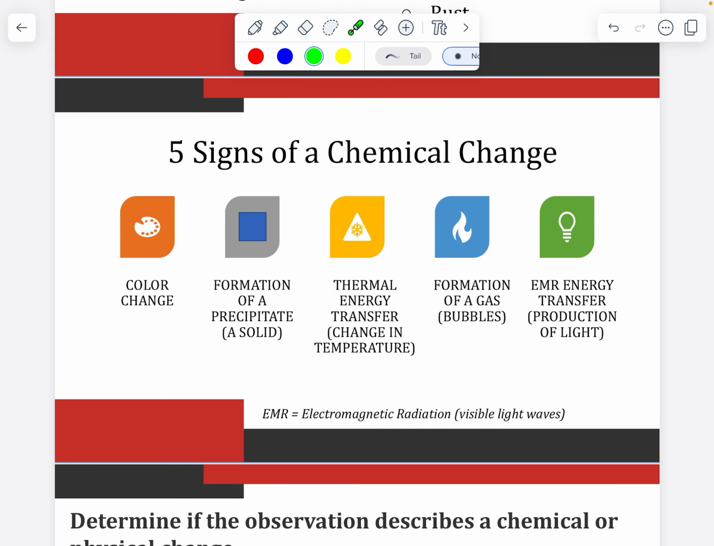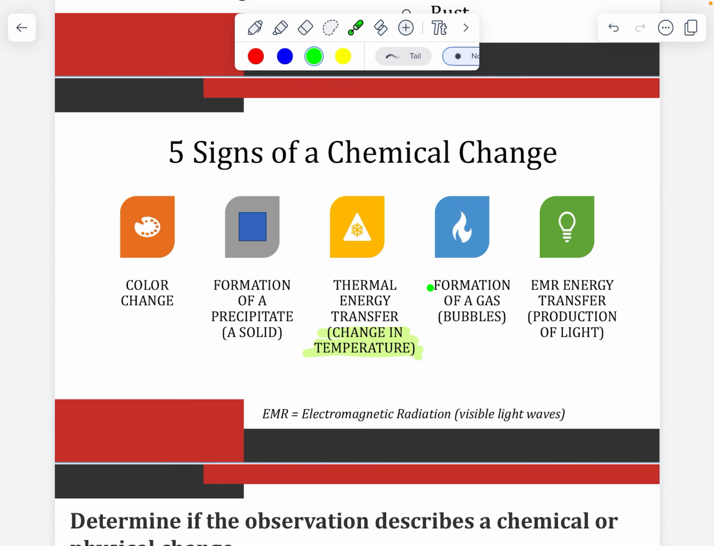So the 5 signs of a chemical change: color change, formation of a precipitate. A precipitate is a solid that gets formed from 2 solutions. So basically if you combine 2 things that look like liquids, and then you get a solid. Thermal energy transfer, or a change in temperature, and you can just say change in temperature, that's fine, but what's happening is there is thermal energy being transferred into or out of the system, and that would be without like a stove or whatever. There's just a temperature change when you combine things together.